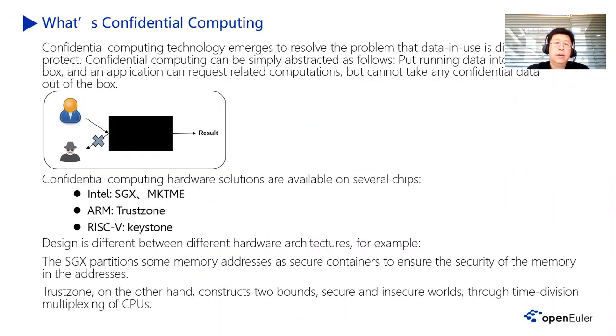Confidential computing is a technology that emerged to resolve data-in-use protection. As we know, we have secure storage to protect data at rest, and also quite several security protocols to protect data in transmission. But how to protect data in use is the topic. Confidential computing technology is to resolve this problem.